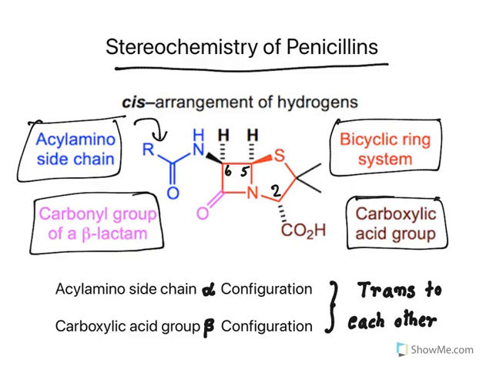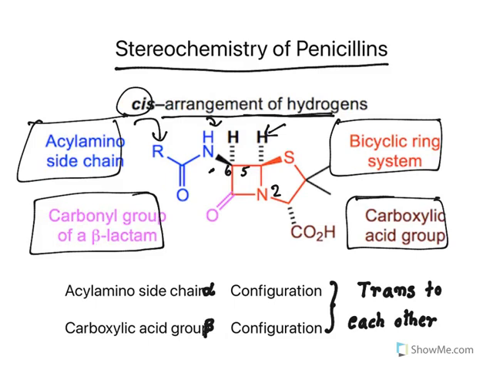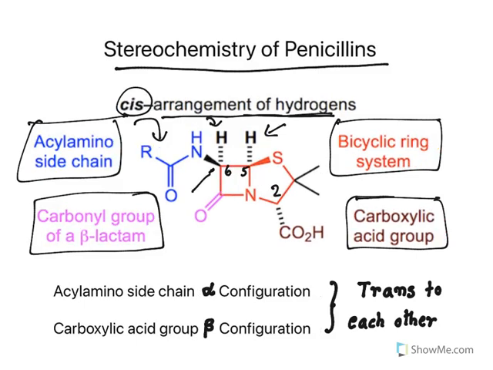Now, at the 5th and 6th carbons, the hydrogens are present in cis arrangement. See, both of them are below the plane. That arrangement is called cis arrangement. Now, at this 6th carbon, the amine group is present above the plane. It is called alpha configuration. Whereas at the 2nd carbon, the carboxylic group is present below the plane, which is known as beta configuration. So, both of them are trans to each other.